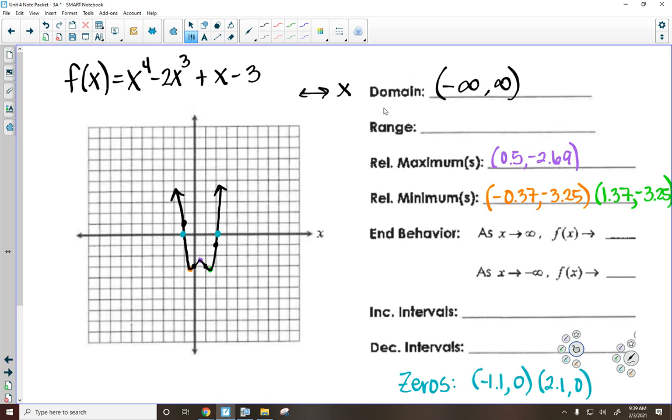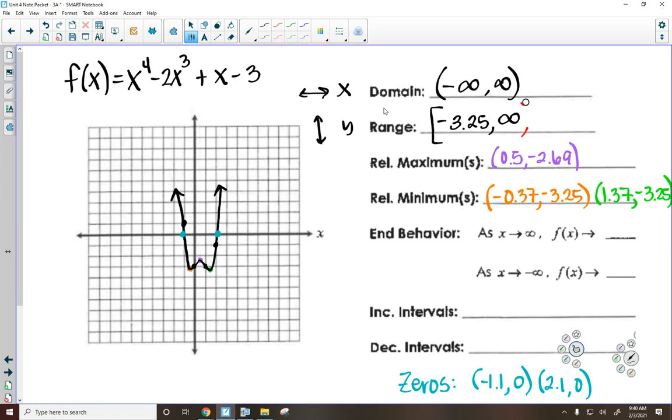The range is going to be the y values, think bottom to top on your graph. It's the lowest and the highest. Well, the lowest possible y value is actually those minimum values. So we could look at the orange or the green. They actually have the same y value. So my range would start at negative 3.25 and goes up forever. So any y value bigger than that.